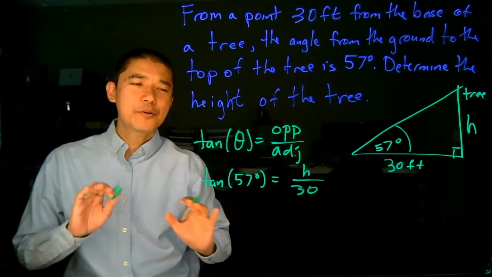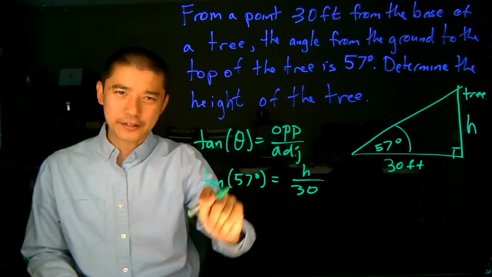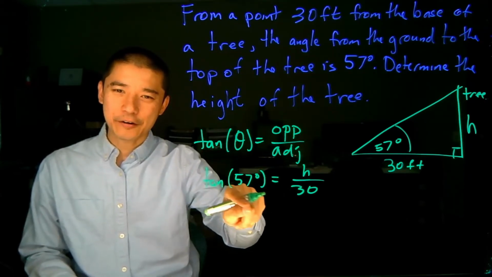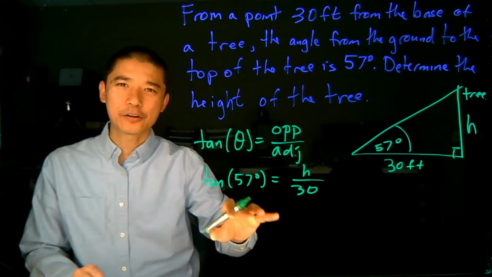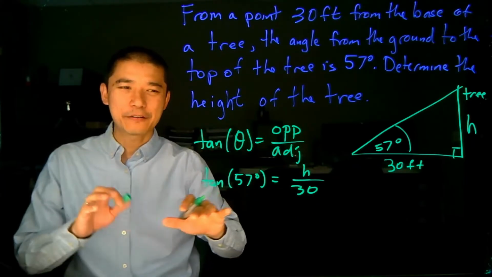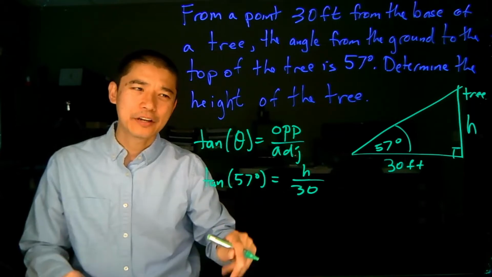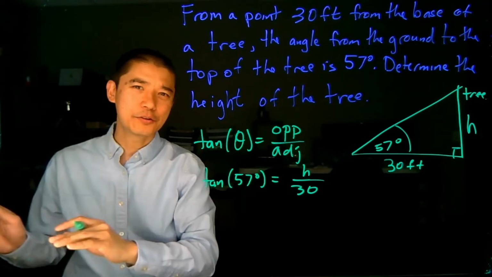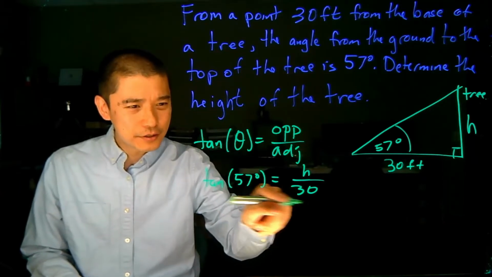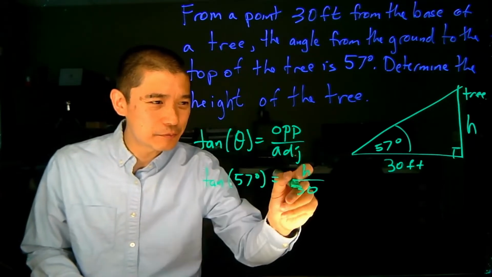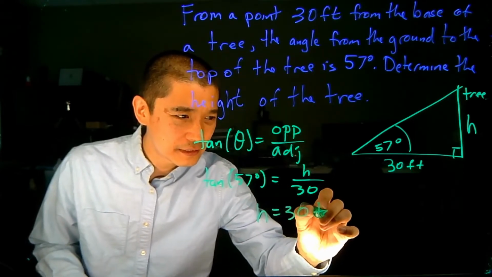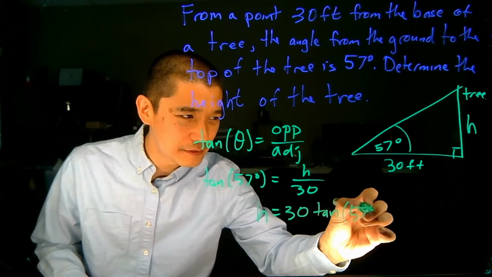Now, I would push back against plugging this into the calculator right away. Sometimes when students do that, you start to introduce rounding errors, and then, especially if the problem's longer, those errors propagate forward and make your final answer less accurate. So it's best, I think, to keep this in its exact form until you need to plug it into a calculator. So let's go ahead and leave it like this. We want to solve for h. We're going to multiply both sides by 30. So h is equal to 30 times tangent of 57 degrees.